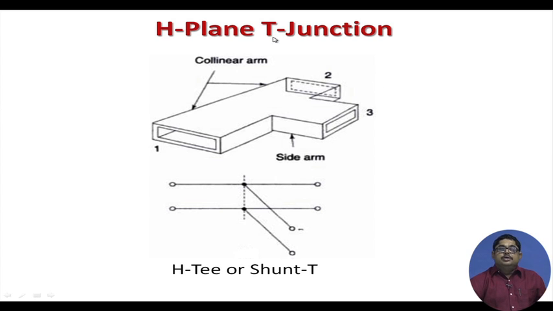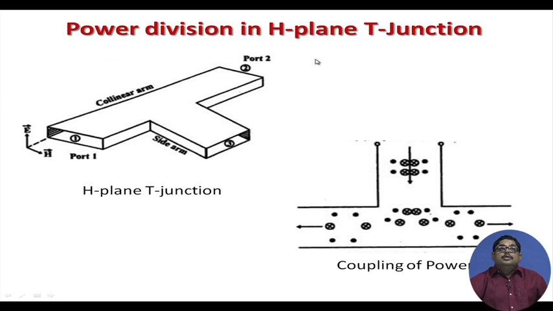Sometimes this T is also pronounced as T double E, but we prefer to call it T because it looks like the English T. Now, power division in the H plane: if you want to divide power, you give the power to port 3. So, this power will be divided into these two. If you see the field structure, these are the magnetic field lines, they are in circles. This cross means it is going inside the plane, inside this white paper, and here it is coming out of the white paper.